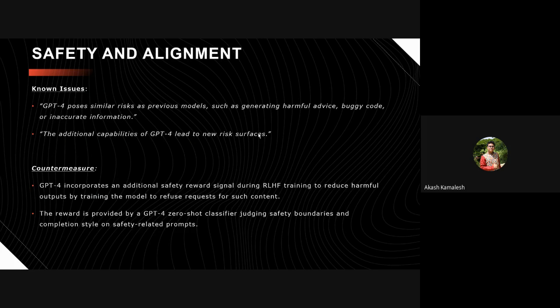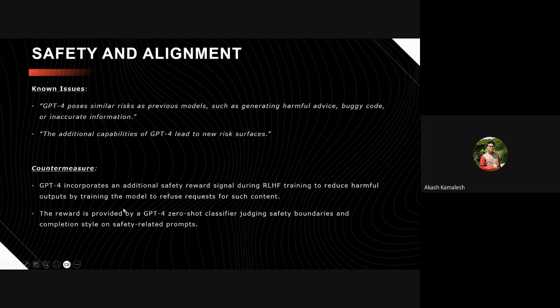Harmful advice is not exactly so; this statement was taken in consideration with the early GPT-4 model. There were two models called early GPT-4 and final GPT-4. With early GPT-4 this was still a problem, but they have solved that in the final GPT-4, which is what they've released, as a countermeasure. It incorporates an additional safety feature, a safety reward signal. This safety reward signal is added during RLHF, standard reinforcement learning with human feedback, to reduce harmful outputs by training the model to refuse requests for such content. So any sort of insensitive request, it will refuse it.